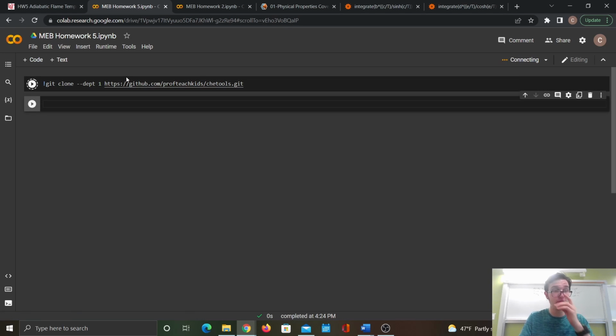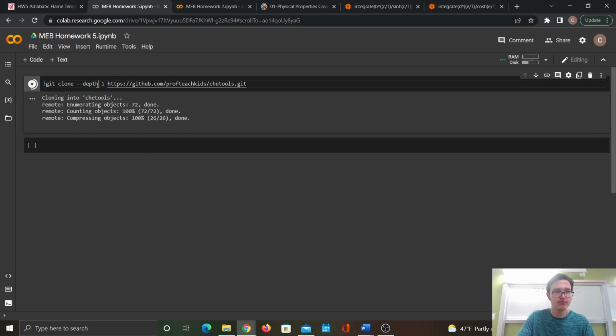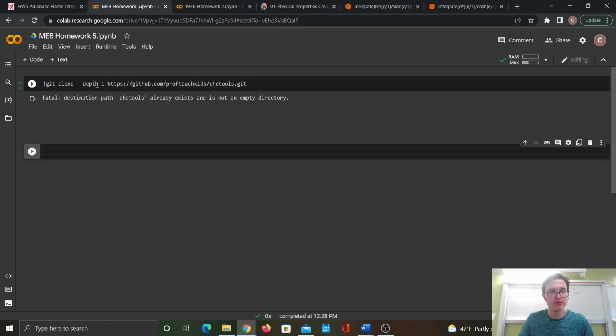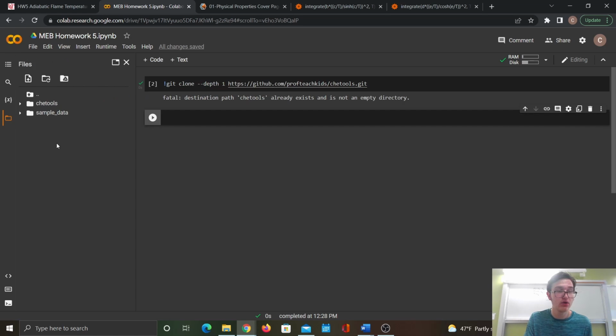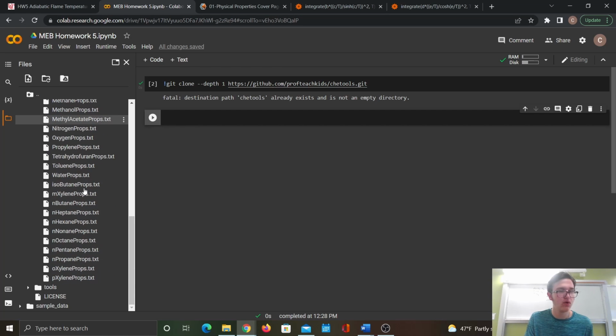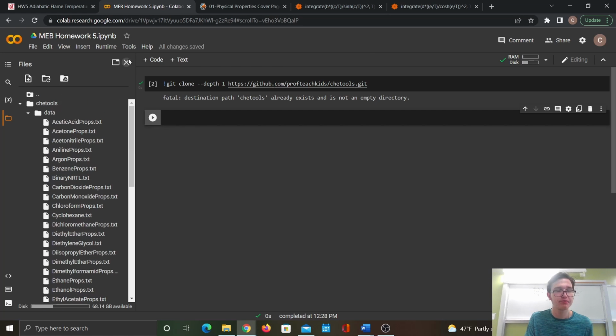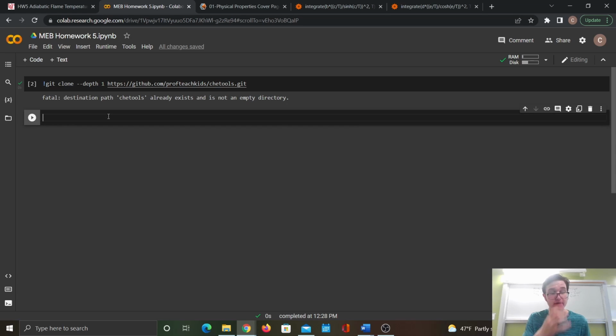Now what this is doing is taking this GitHub link. Anyways, we're cloning this link into our code. So now we have our CHE tools. So now we can look at whatever properties we want.